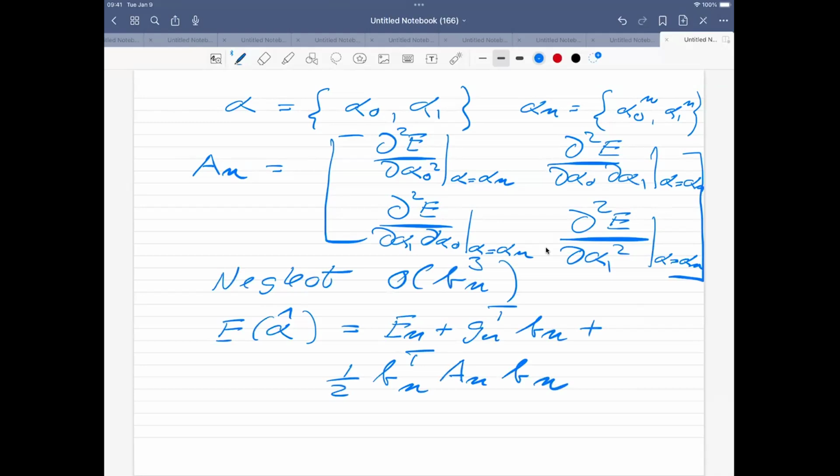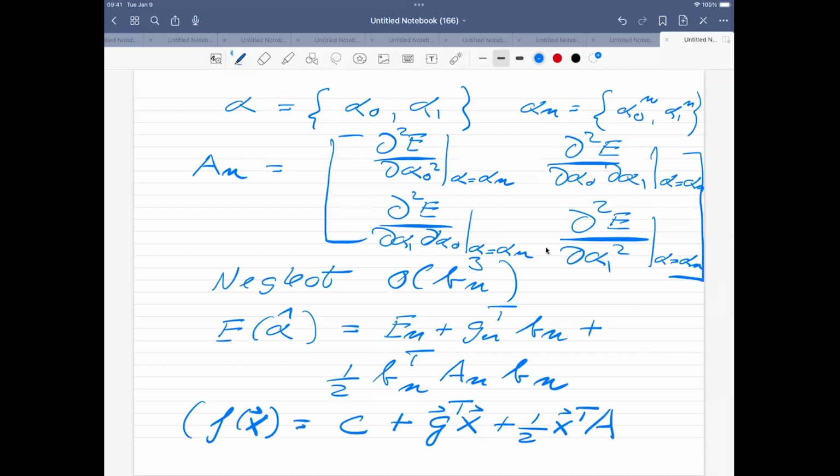So what you see now is that this is an object, which, if I think of these as vectors, is going to be a constant plus some vector g times a vector x, plus one half of x transpose, and then some matrix A, which I haven't defined here, times some vector x. So when we are now going beyond the scalar, this is actually what our equation looks like.